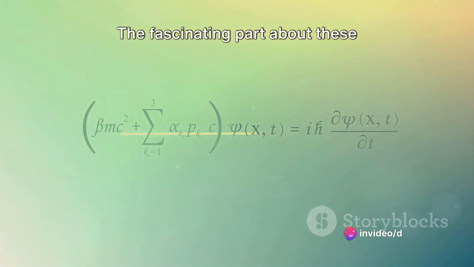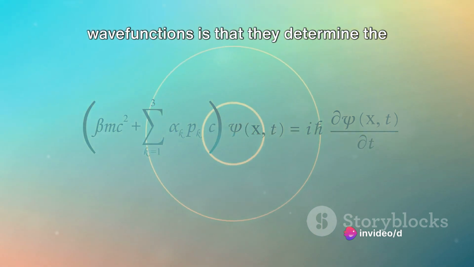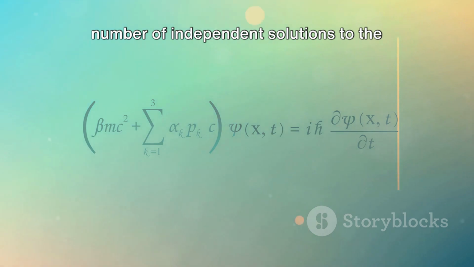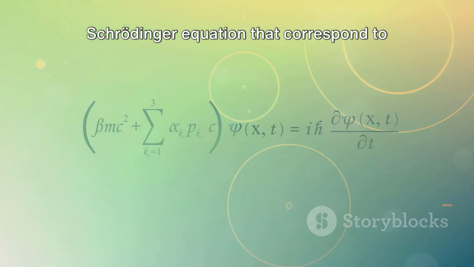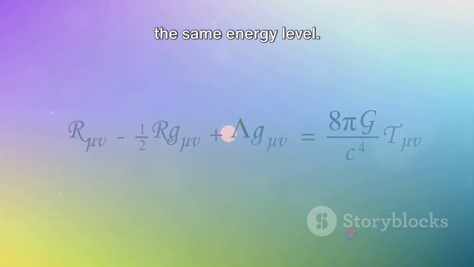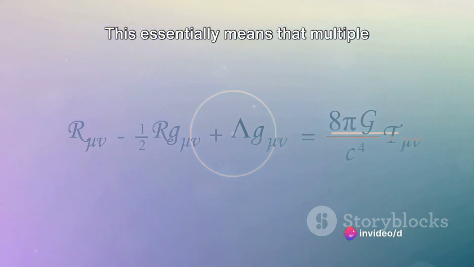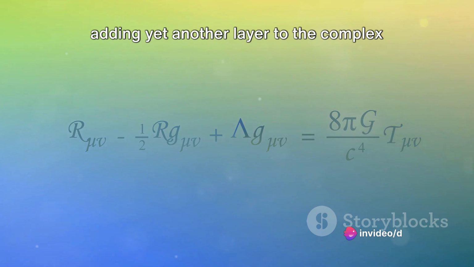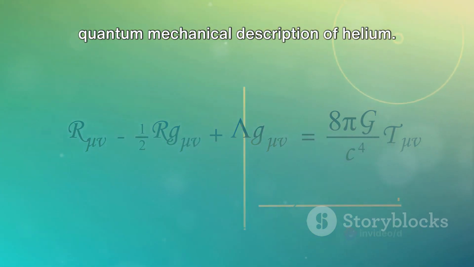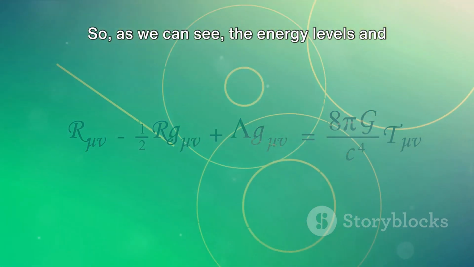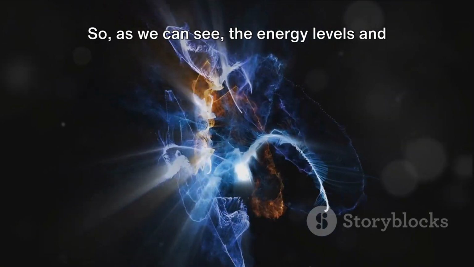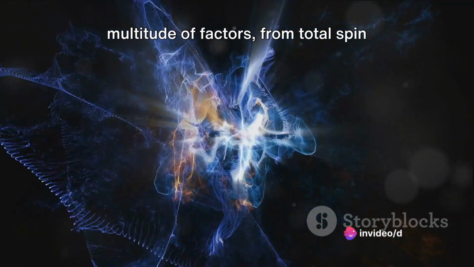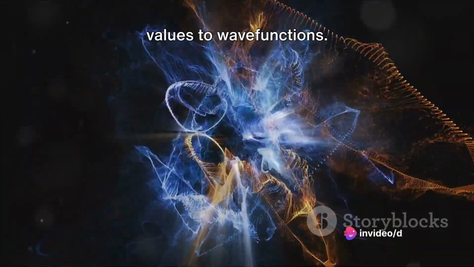The fascinating part about these wave functions is that they determine the degeneracy of the states, which is the number of independent solutions to the Schrödinger equation that correspond to the same energy level. This essentially means that multiple states can have the same energy level, adding yet another layer to the complex quantum mechanical description of helium. So as we can see, the energy levels and states of helium are influenced by a multitude of factors, from total spin values to wave functions.